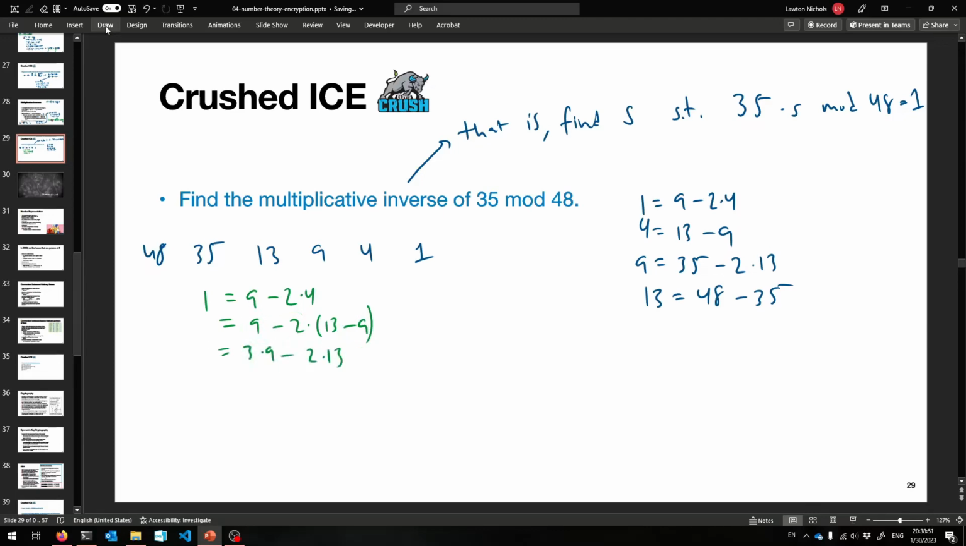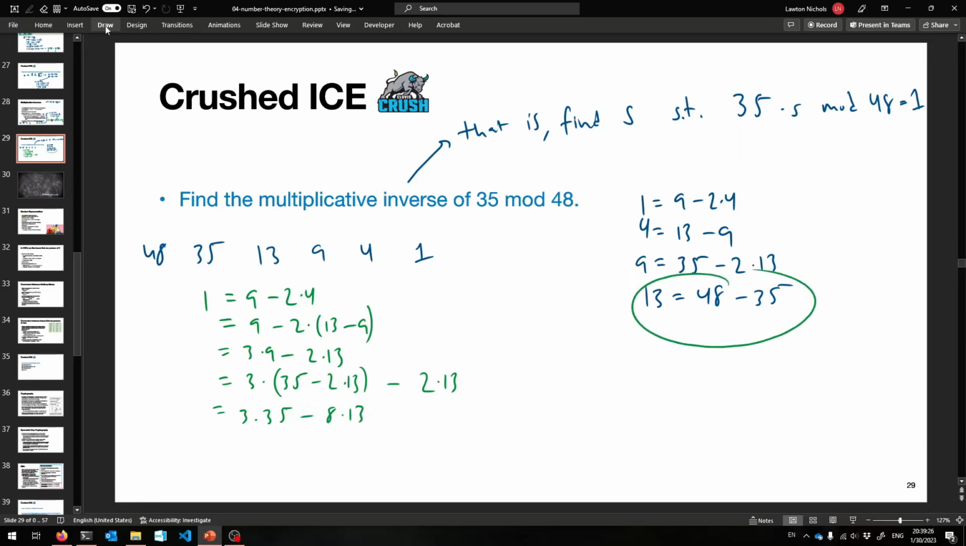minus 2 13s. And what is 9 now? I can plug in this for 9. So that's equal to 3 times, what was 9? 35 minus 2 times 13 minus another 2 times 13. Cool. All right, how many 35s? 3 times 35. And how many 13s? It's going to be, let's see, we have minus 6 and then minus another 2, so I think that's minus 8. Minus 8 13s, giving us 1 again.